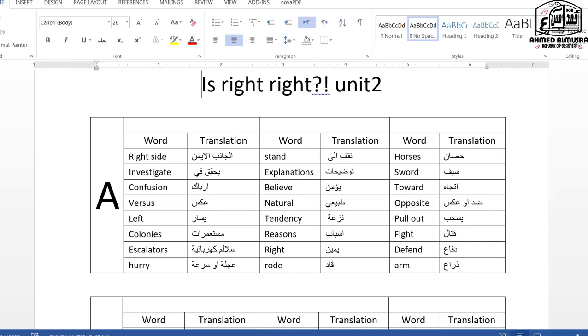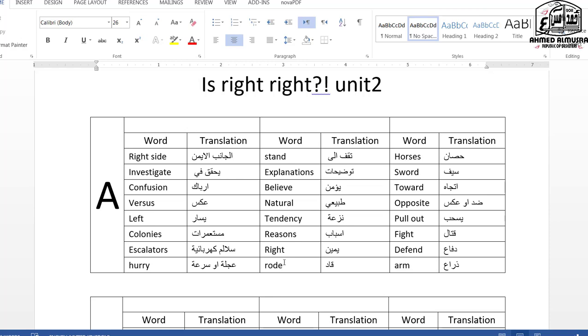Right side. Investigate. Confusion. Versus. Left. Colonnades. Escalators. Hurry. Stand. Examinations. Belief. Natural. Tendency. Reasons.